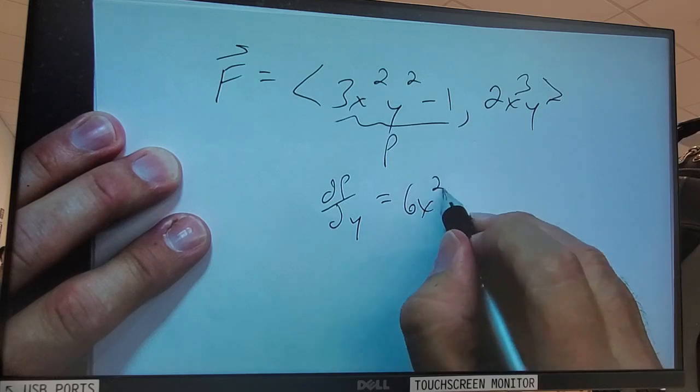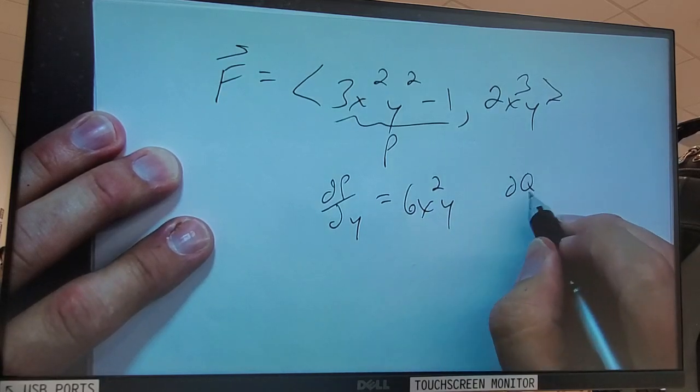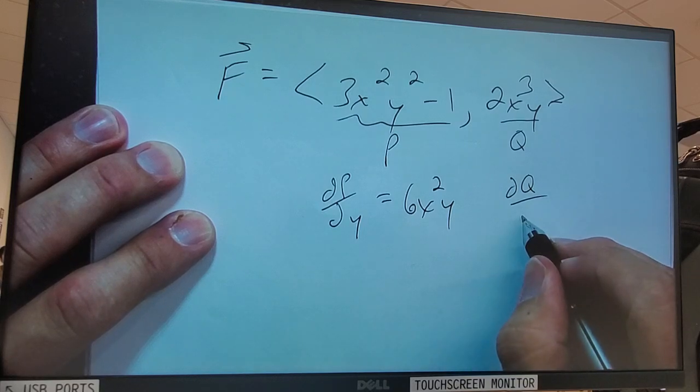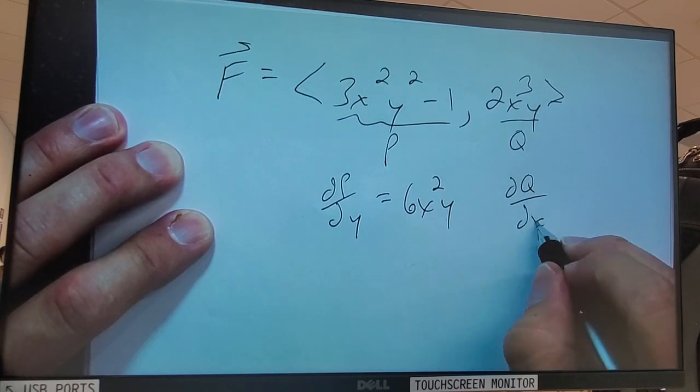Yeah, 6x squared y. And what would I check that against? I'll call this q. dq dx, and what would you get?